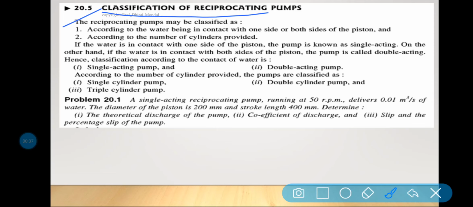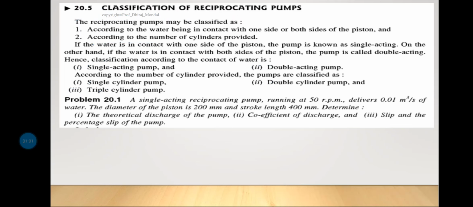The reciprocating pump is basically classified into two types: according to the water being in contact with one side or both sides of the piston, that is single acting and double acting pump; and according to the number of cylinders provided, that is single cylinder, double cylinder, triple cylinder. So this is the classification of the reciprocating pump.